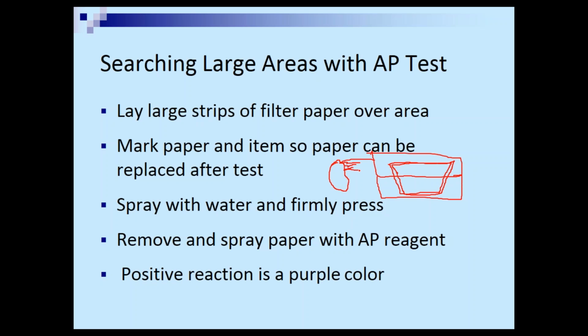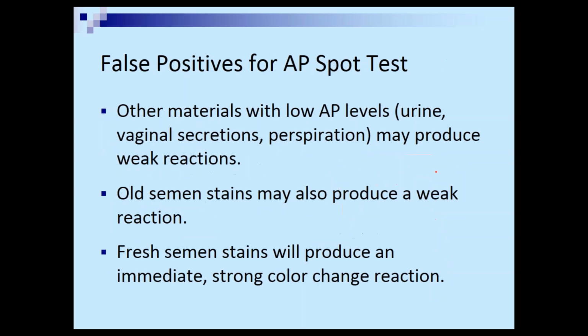So you moisten it all with water and press the filter paper down on the clothing, and any place where there is a semen stain present, the acid phosphatase is going to be absorbed into the paper. You then take the paper off of the clothing, and you can spray the whole thing or soak the whole thing in acid phosphatase reagent. And then wherever there was semen on the clothing, you'll get a little purple spot, and you know that that's where you want to target your further testing to see if you can find sperm cells or do DNA. So it's just another method for testing a large area.